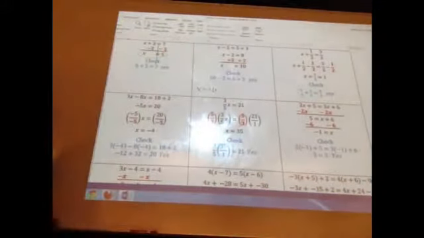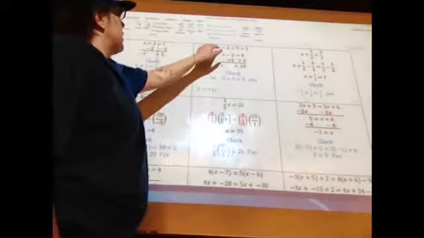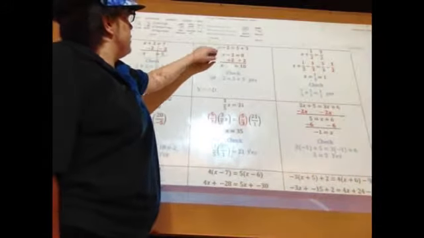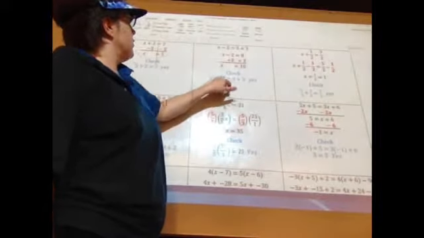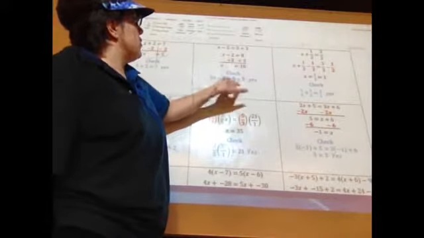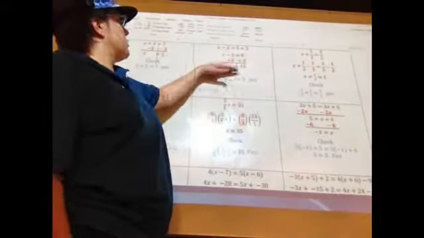Then we can substitute 10 back in for x. We'll get 10 minus 2 equals 5 plus 3. 10 minus 2 is 8, 5 plus 3 is 8, 8 equals 8. So yes, we have the right answer, and the answer is x equals 10. Okay.